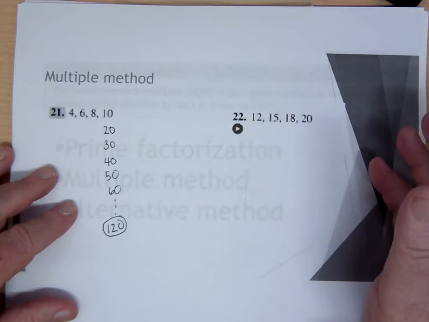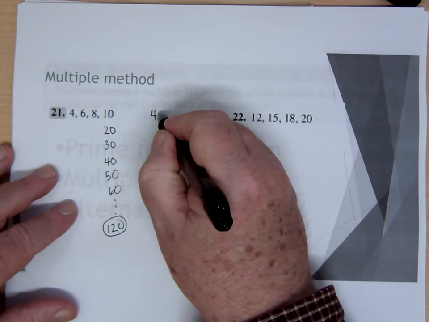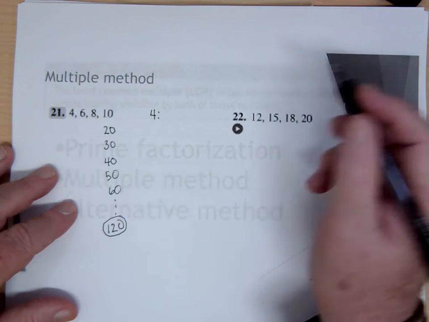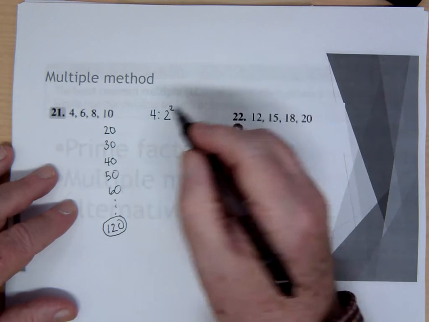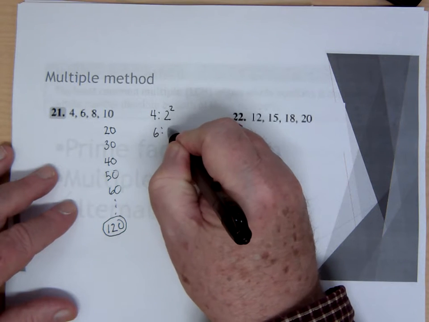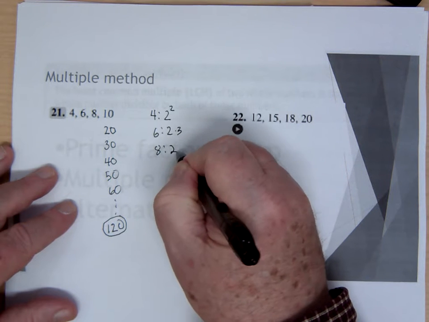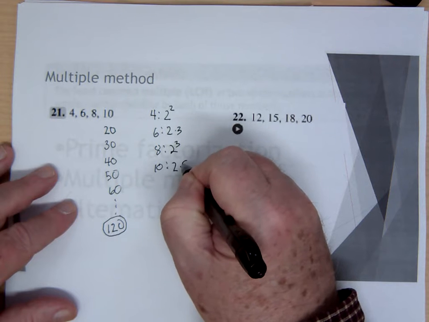Now, the prime factoring method would work this way. I would take each number. So here I would take 4 and write it as a prime factorization of 2 squared. 6 is 2 times 3. 8 is 2 cubed. And 10 is 2 times 5.